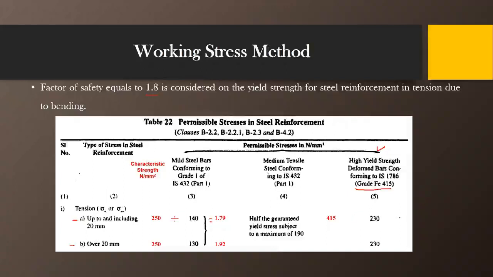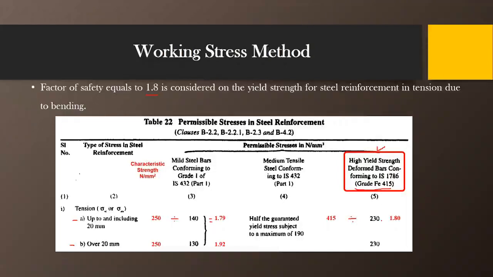And the permissible stress given is 230. So again here we'll calculate the factor of safety by dividing 415 by 230. So we'll get the factor of safety as 1.8. So this is for HYSD bars for Fe415 grade of steel.